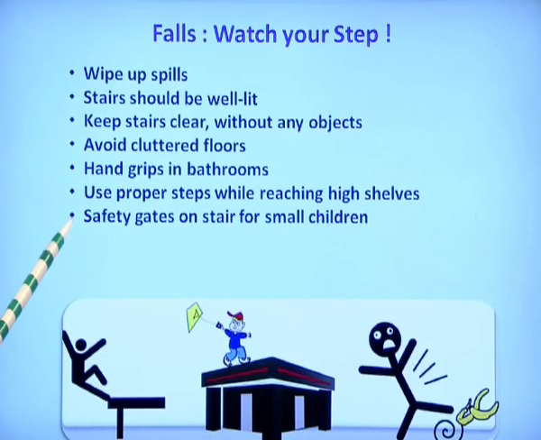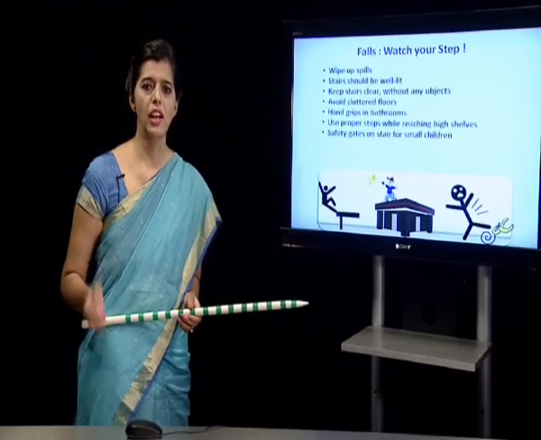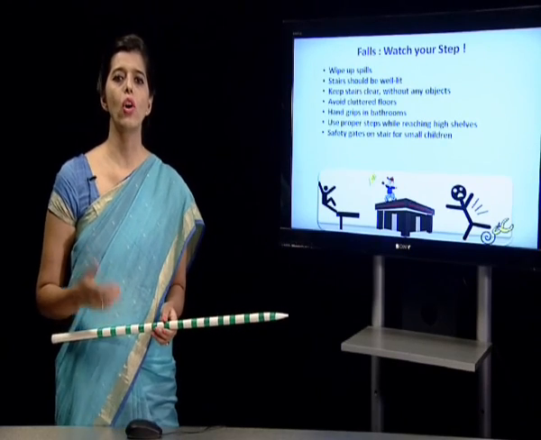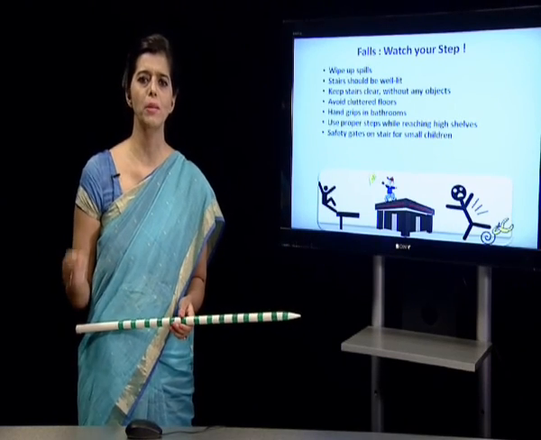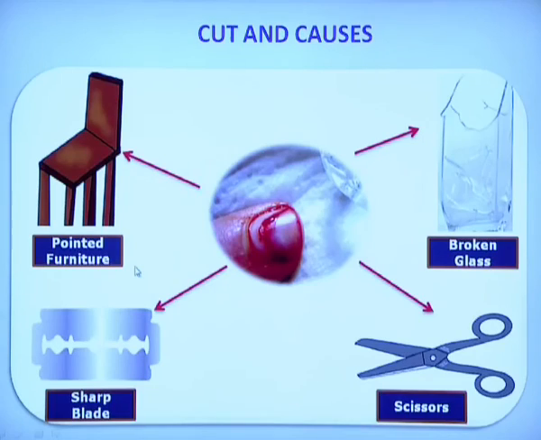Then safety gates on stairs for small children. On stairs there has to be a side railing, so that a child or an elderly person while walking can take support of that railing and does not fall.